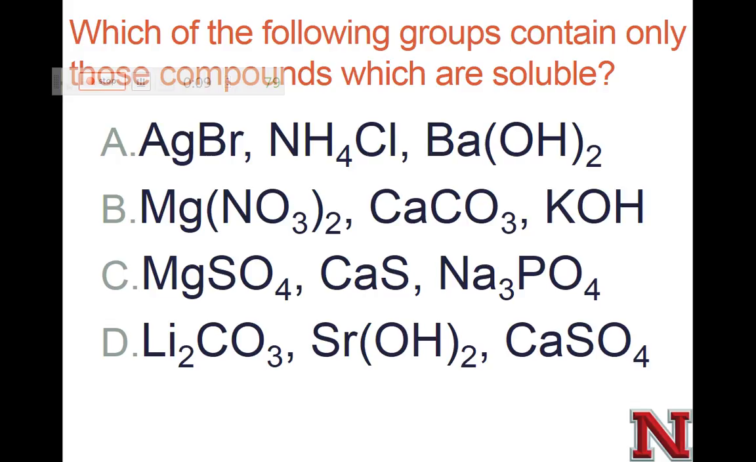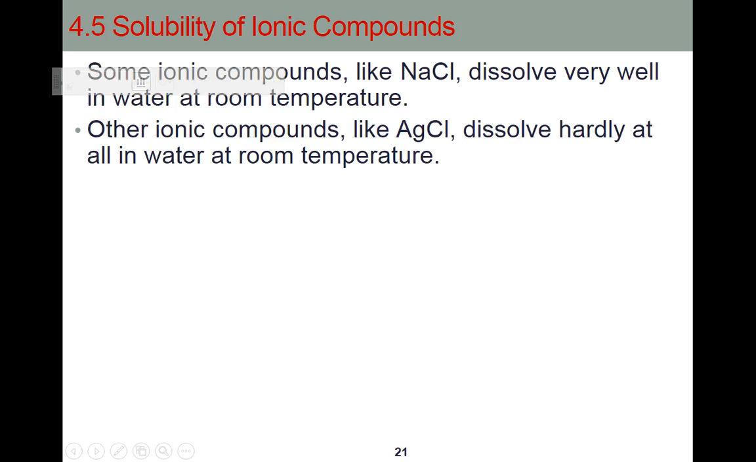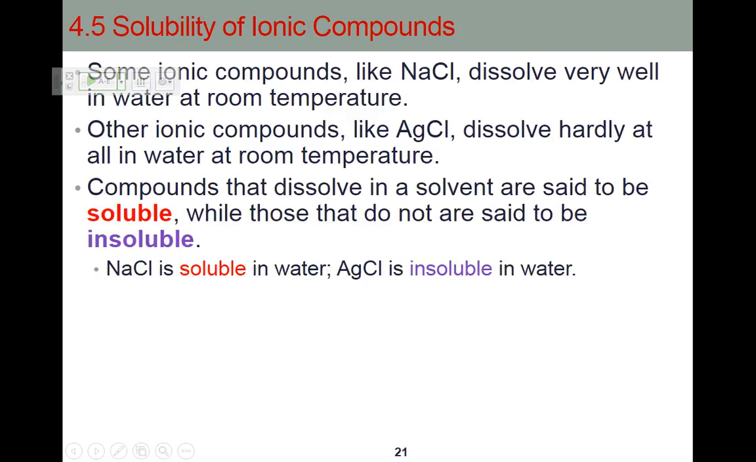So how do we determine solubility? Well, some ionic compounds, like sodium chloride, dissolve really easily in water at room temperature. Other ionic compounds like silver chloride dissolve hardly at all at room temperature. And maybe we have to heat them up to dissolve, or maybe they never dissolve. So how do you know if a compound is soluble or insoluble if it's not dissolving in water?